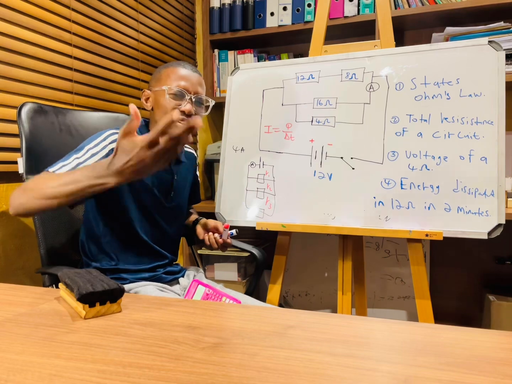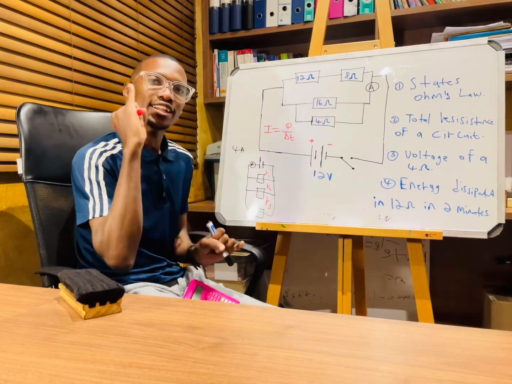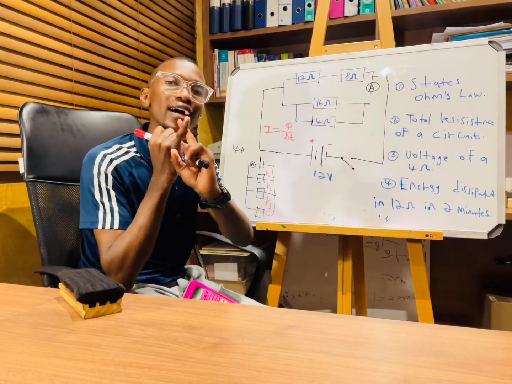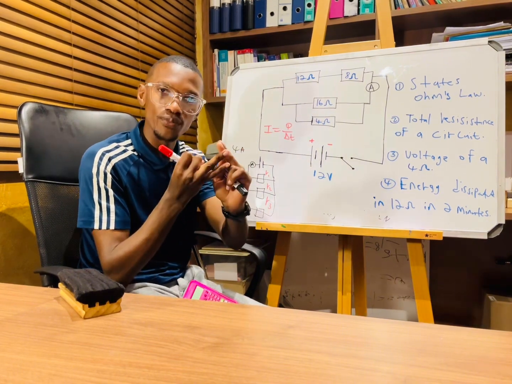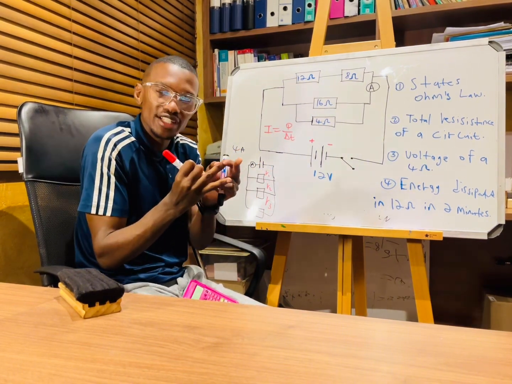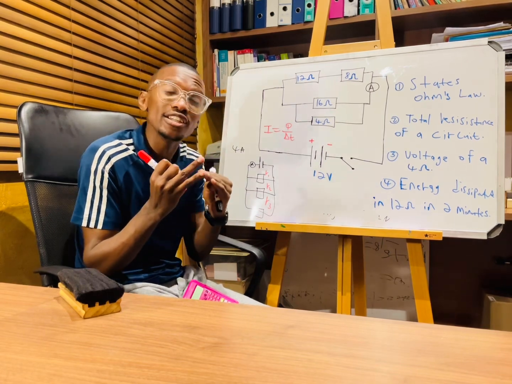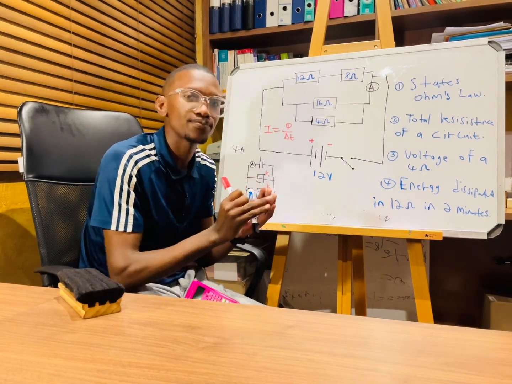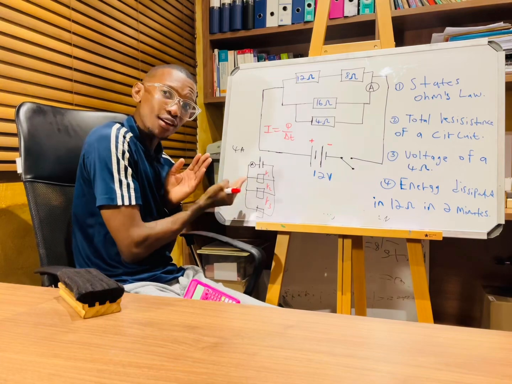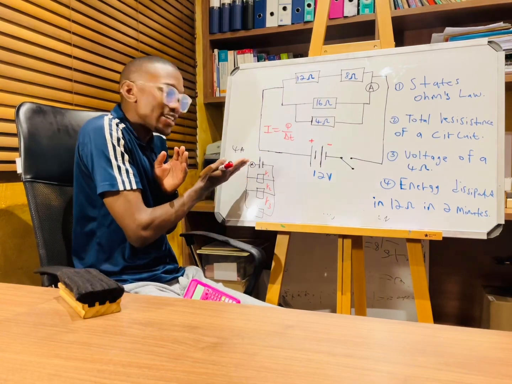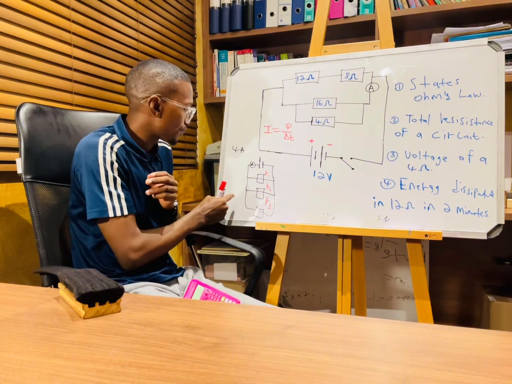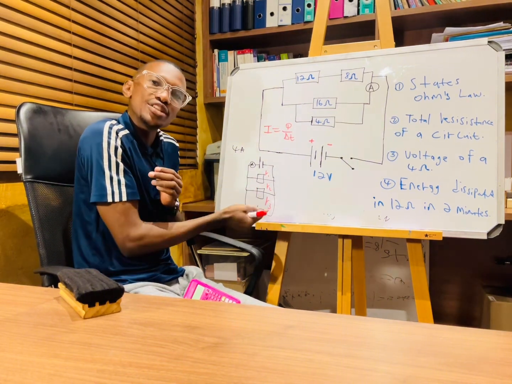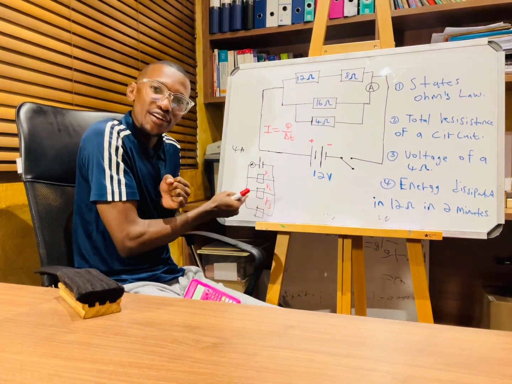Let me repeat this for the last time. Series connection, number 1, the current is the same for every resistor. 2, the potential difference or the voltage is divided. In where? Series connection. Now, in parallel connection, the current is divided, is not the same. 2, the voltage or the potential difference in a parallel connection is the same.